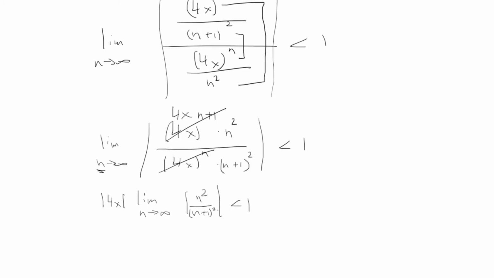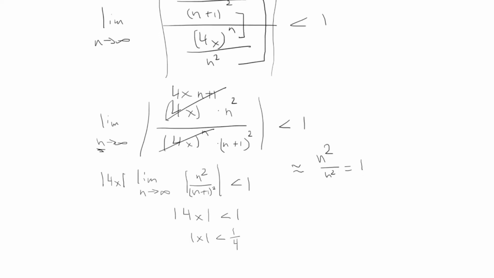Now, this limit is going to be 1, since in the long run, this is basically n squared over n squared, which is 1. So what I'm left with is the absolute value of 4x is less than 1. And so the absolute value of x will have to be less than 1/4, because I divided both sides by 4. So the radius of convergence here is 1/4.